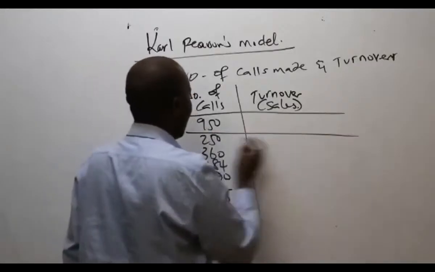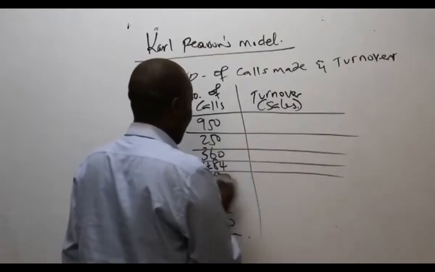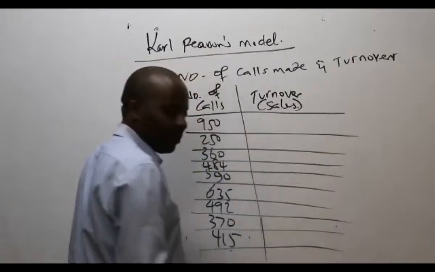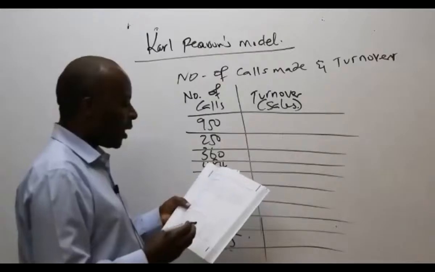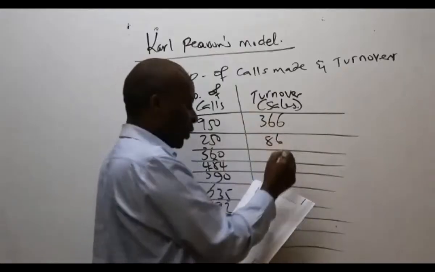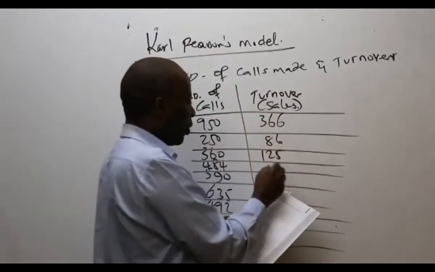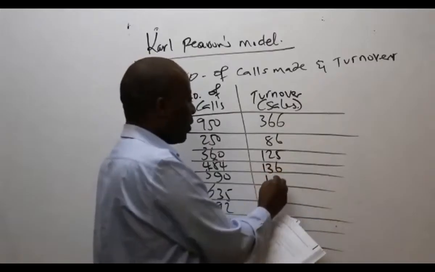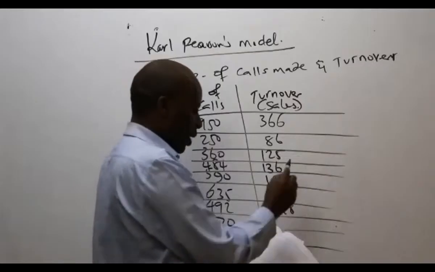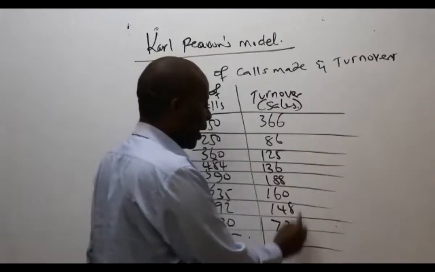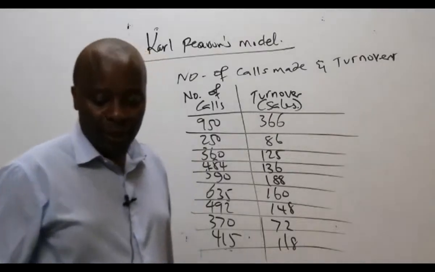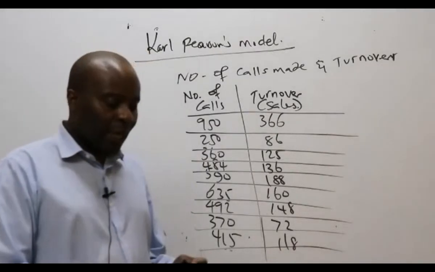So, ladies and gentlemen, if that is the case, this is what we need to do very first. You know, QA is the best paper in CPA. The turnover, for the first one, they have given me 366, then 86, 125, 136, 188, 160, 148, 72, and then 118. So please, first of all, we must copy up to there. The moment you finish copying up to there, could you kindly stand up and say yes?